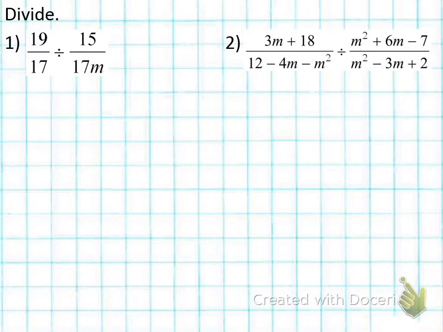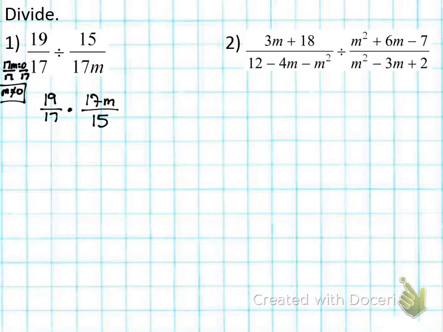We have 19 over 17 divided by 15 over 17m. First thing I always check for are excluded values. Are there any variables in this first denominator? No. Any variables here? Yes, 17m. So we take that whole denominator and set it equal to 0, so 17m equals 0. Then we solve for m, divide both sides by 17, and m cannot equal 0. Okay? Good? Now we're going to multiply by the reciprocal. We don't cancel things out yet. So we take 19 over 17, keep it the same, change the division to multiply, and multiply by the reciprocal. So it's going to look like 19 over 17 times 17m over 15.